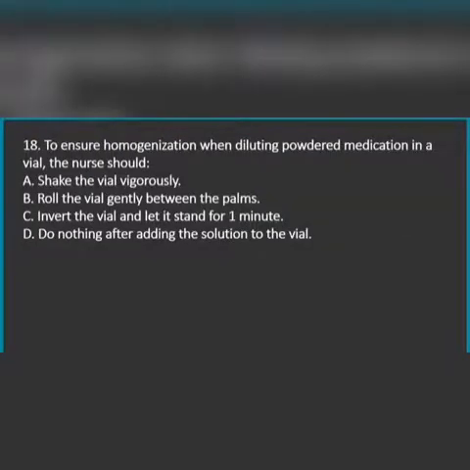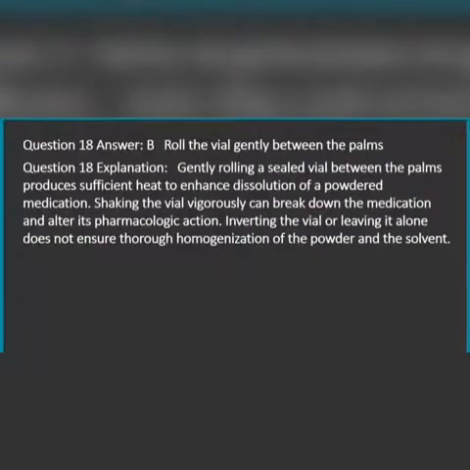Question 18. To ensure homogenization when diluting powdered medication in a vial, the nurse should: A. Shake the vial vigorously. B. Roll the vial gently between the palms. C. Invert the vial and let it stand for 1 minute. D. Do nothing after adding the solution to the vial. Question 18. Answer: B. Roll the vial gently between the palms.